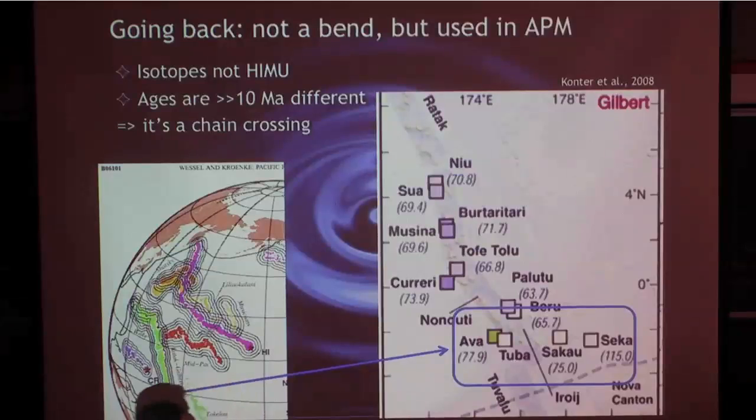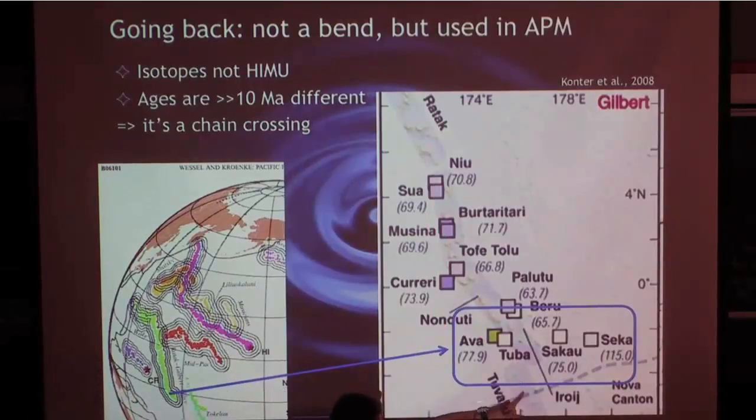It's not the same chain. And so making a bend here is not a good idea because this stuff has nothing to do with the blue guys here. We actually proved this a few years ago. We went dredging out here and actually got the seamounts that sit here. They're all blue too.